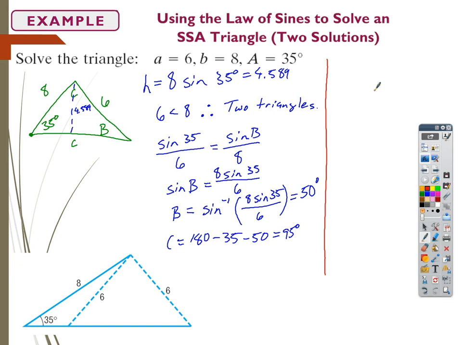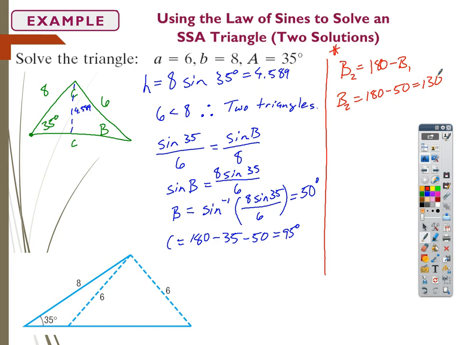So in order to find where the other possibility is for that second b, I'll call it b2, I take 180 and subtract b1, the first one we did. And this is important, you need to write that part down. Highlight it, circle it. So b2 is equal to 180 minus 50, which is equal to 130.